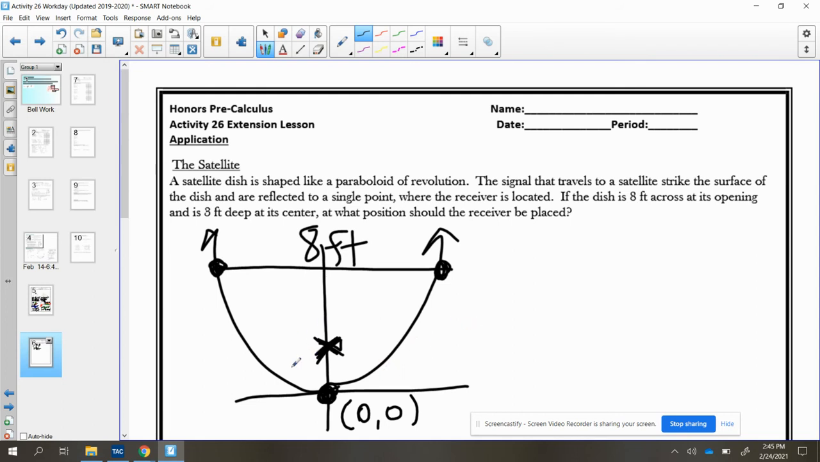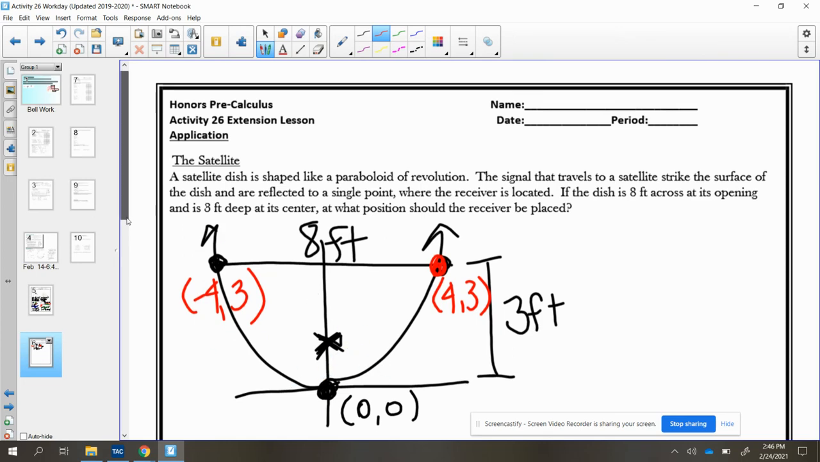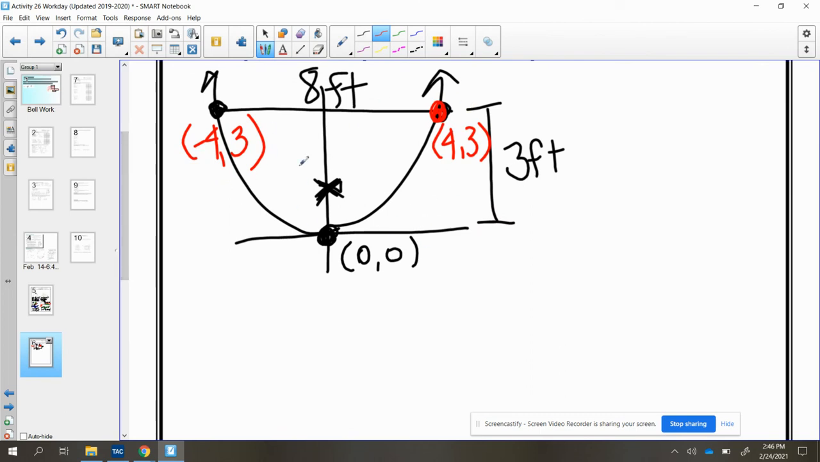Okay. Now, it says that these are 3 feet deep from the center. Okay, so something we can note here is that if these are 3 feet deep, that means that this distance would be 3 feet, which means if we made this again 0, 0, this would be 4, 3, this would be negative 4, 3. And ultimately, again, we need this distance here from here to here. So we're using some points from our picture to help us figure out what that distance would have to be.